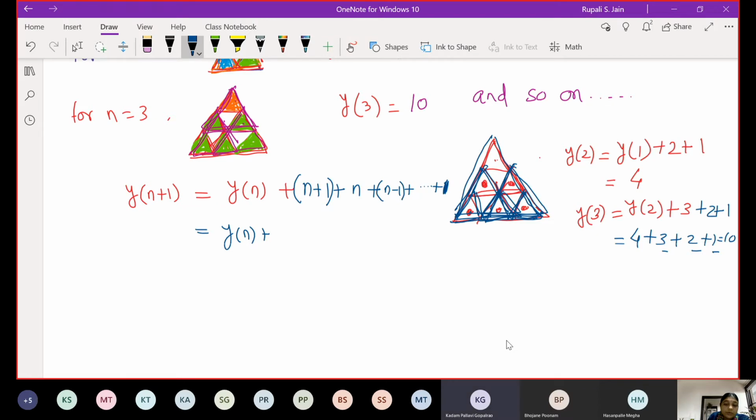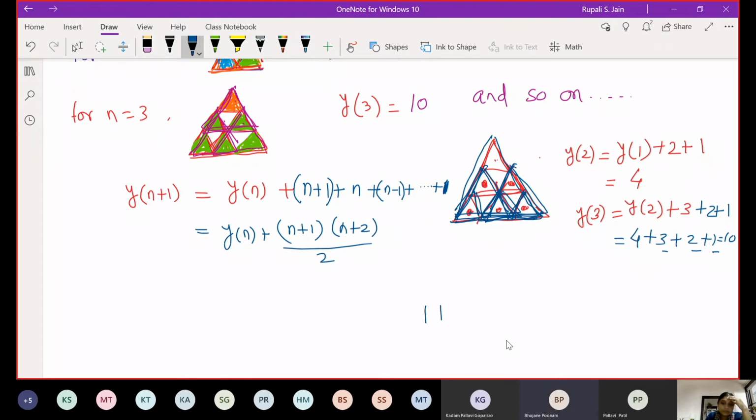1, 2, 3 up to n+1. What is this summation now? n+1 factorial. n plus 1. The formula is n into n plus 1 divided by 2, so here it is n plus 1, so n plus 1 into n plus 2 divided by 2.